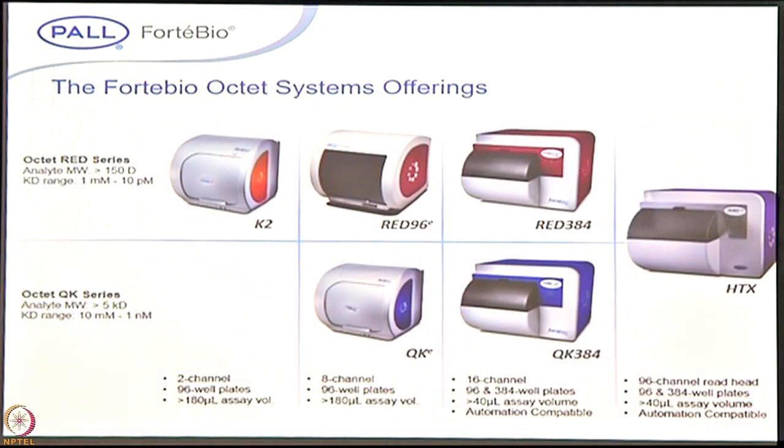So these are the systems we are offering. We have a K2 system, which is a two-channel instrument. Sensitivity-wise, you can go from 150 Dalton as an analyte up to mega-Dalton protein interactions. On par with SPR, the affinity range is 10 picomolar to 1 millimolar easily. This is the 8-channel instrument, with similar sensitivity, and the 16-channel; all three are similar in this platform. These are the ones which are lower sensitivity compared to the red ones. And this is the high throughput HTX, which has 96 channels.